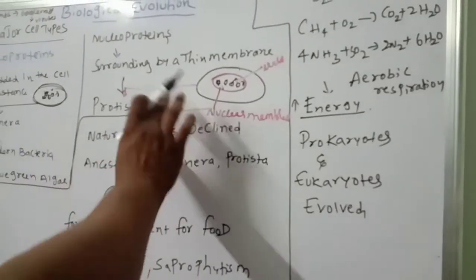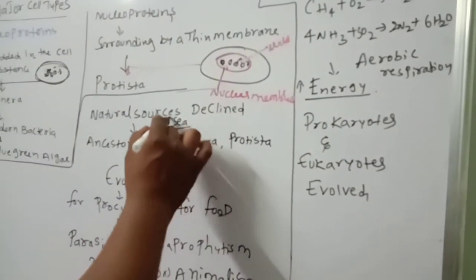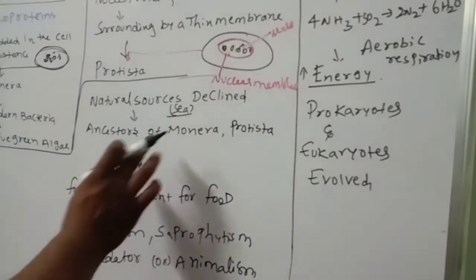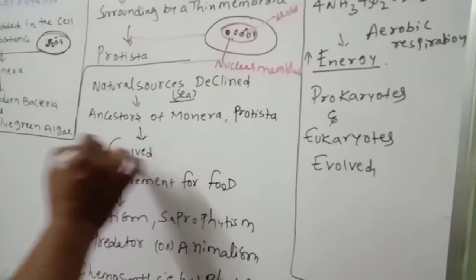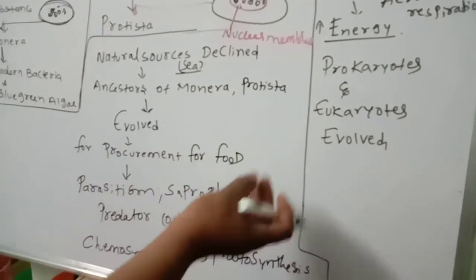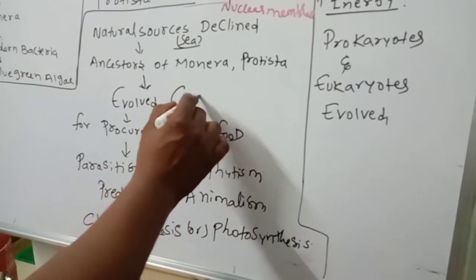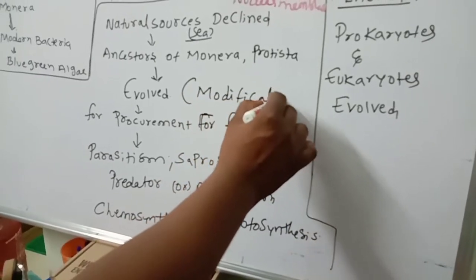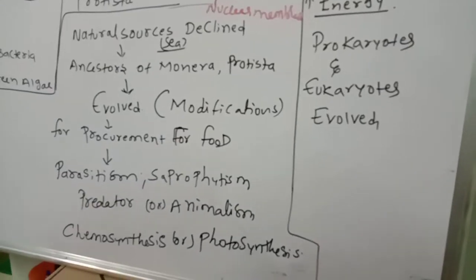Later, natural sources declined. For them there was no food. So what happened in the sea? Natural nutrient sources declined. So these ancestors of Monera and Protista evolved for procurement of food. To take food from others, they showed some changes, modifications, and adaptations. Evolved means some modifications and changes happened.